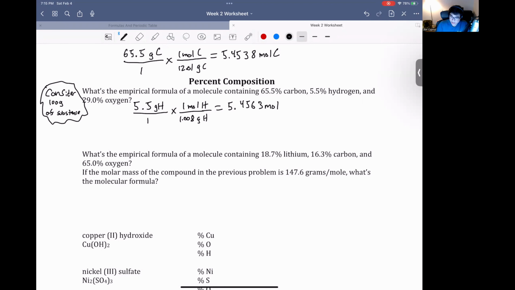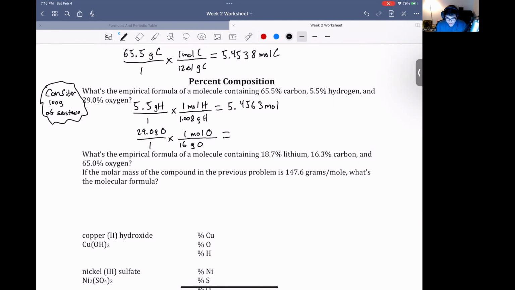And then for oxygen, we have 29.0 grams of oxygen, and oxygen has a molar mass of 16 grams, my bad, 16 grams of oxygen for every 1 mole of oxygen. For anyone asking why aren't you using O2, 32 grams for 1 mole, or diatomic oxygen: we're considering each oxygen atom separately. They're bonded to different things, presumably, in this molecule. It's not the diatomic gas of oxygen.